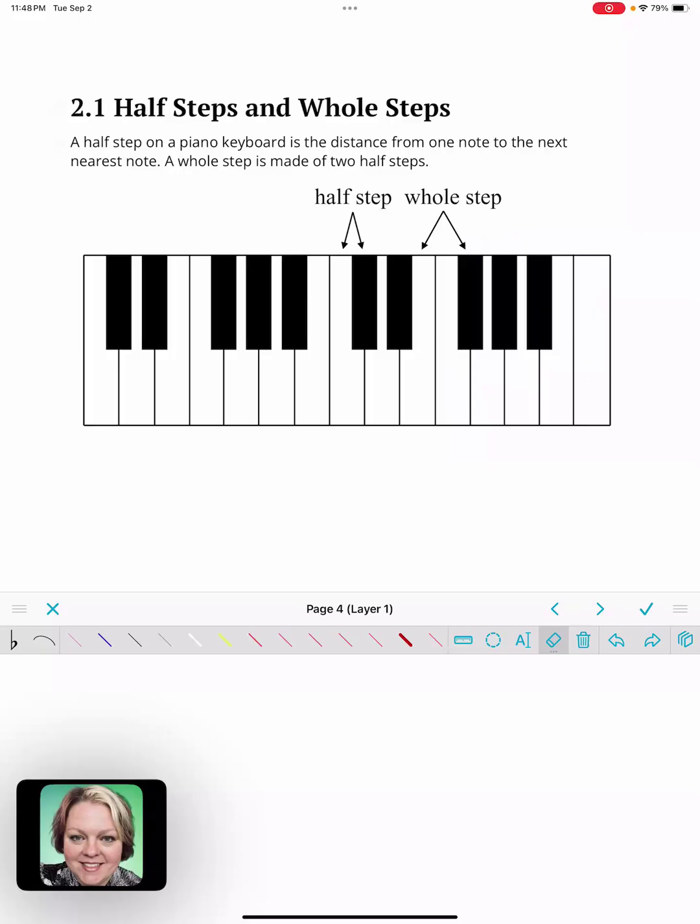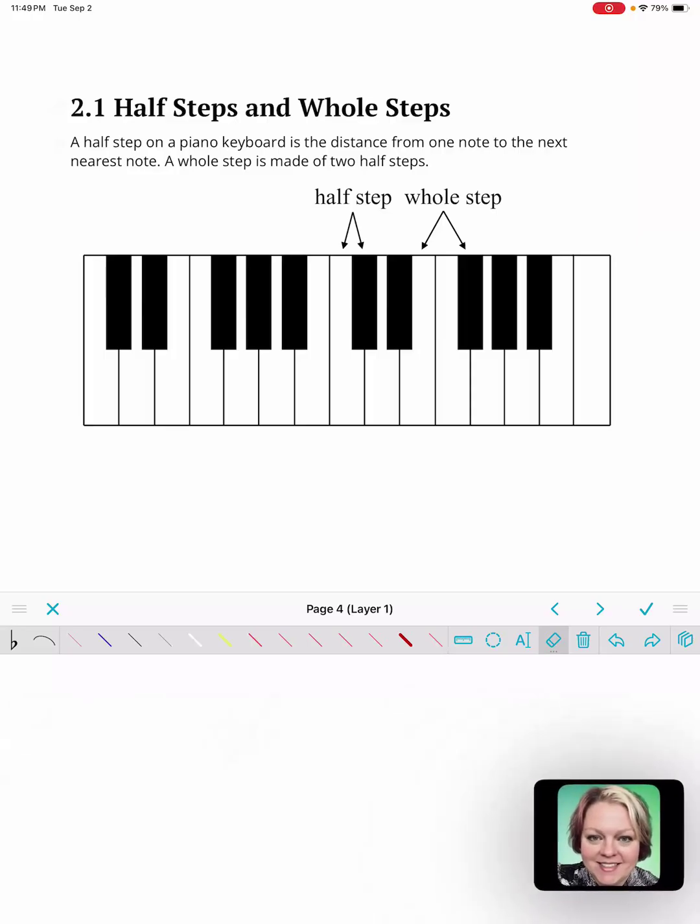Now also on this page, they explain a whole step. 2 halves make a whole. So if you move 2 keys, either to your right or your left, you have moved a whole step. 2 half steps equals a whole step. Okay, fine. So that's just a distance thing. Like it's literally a physical distance of moving from one spot to the next, either left or right.